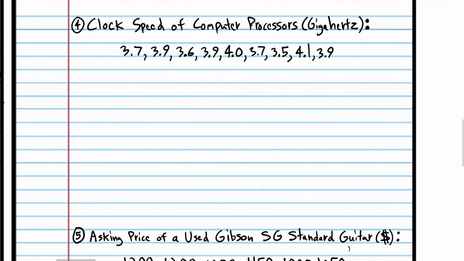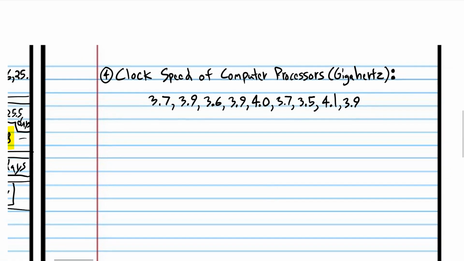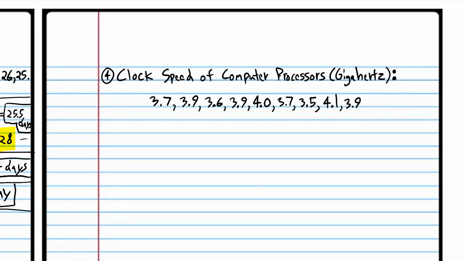All right. So now we're going to study the clock speed of computer processors. The clock speed is just how fast the processor goes. And these speeds are measured in gigahertz. If you buy a computer, you'll see something like GHz. That's just the abbreviation for gigahertz. So go ahead and find the mean of this data set, and when you come back, we'll do it together. All right, we're back. So the mean is equal to the sum of all the numbers divided by the number of numbers.